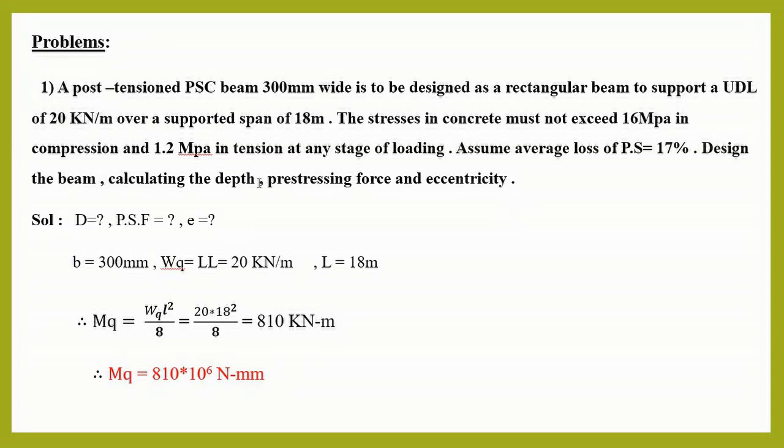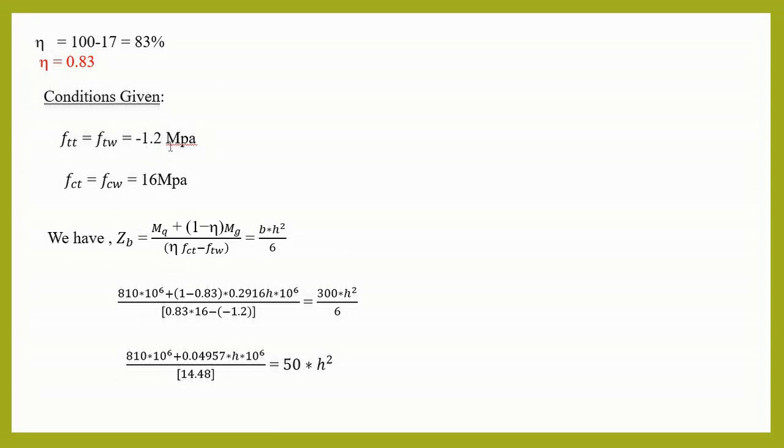In the question itself they have mentioned the stresses in the concrete must not exceed 16 MPa in compression and 1.2 MPa in tension. In PSC, tension means it is negative. So FTW or FTT will be minus 1.2 MPa. Compression is positive. So FCT or FCW is equal to 16 MPa. See here, in PSC, tension is denoted by negative sign, so minus 1.2 MPa for tension. Next, for compression, it is 16 MPa, that is positive.